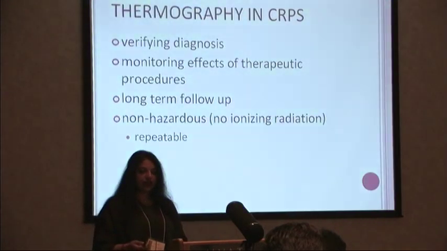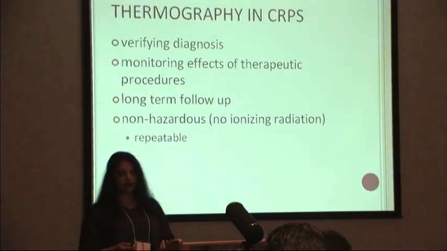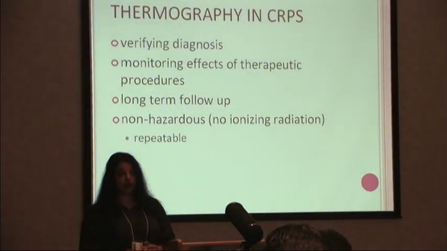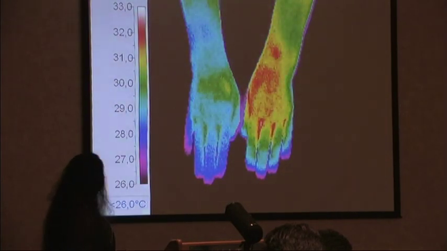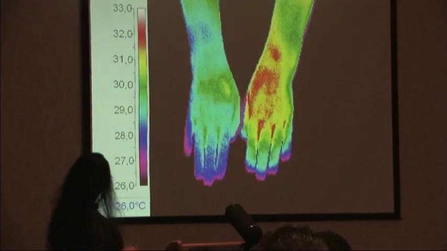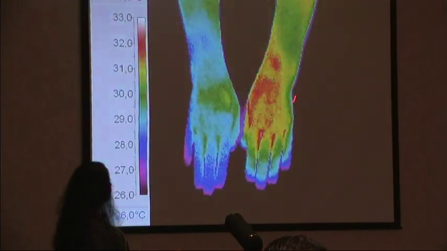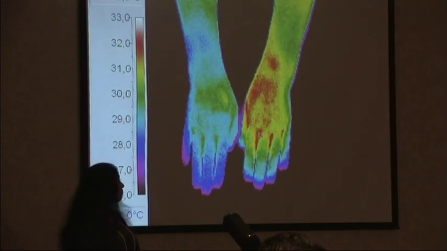You can verify the diagnosis. You can monitor the effects of your therapy, and you can do long-term follow-ups without putting any hazard to the patient's health. Now here, the picture is very bad on this. Here you see a young man who had CRPS of his left hand. This is 6 days after the initial trauma.